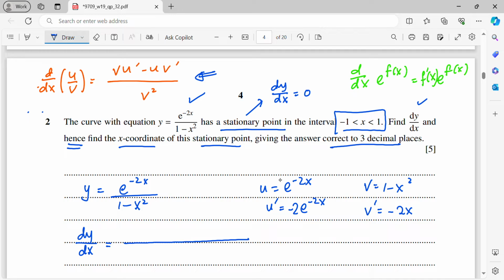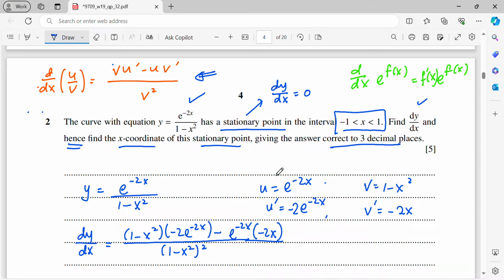So your dy/dx is basically over v squared. So now you square the quadratic function and rewrite the v, which is the denominator. Okay, and then u prime. u prime is negative 2e^(-2x), followed by minus u v prime. u is the exponential, e^(-2x), and the v prime is negative 2x.